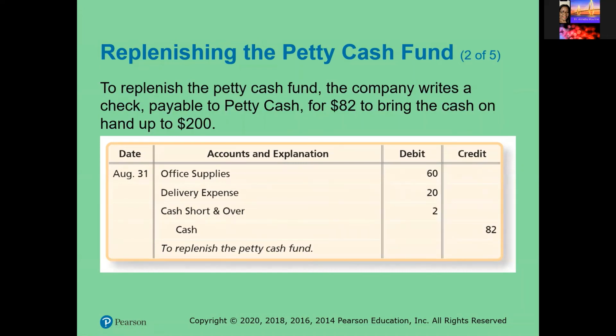So to replenish the petty cash fund, you need to bring the cash on hand up to $200. The company writes a check payable to petty cash for $82. That's the $200 imprest balance minus the $118 cash on hand. The petty cash custodian cashes this check and puts $82 back in the fund box. Now the fund box holds $200 cash as it should.